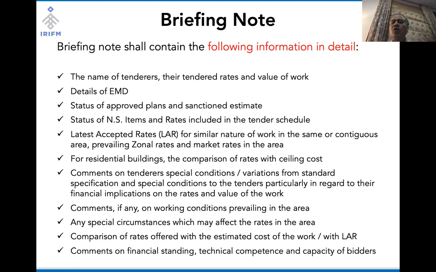And last but not the least, one of the most important aspects of the briefing note is to comment on the eligibility criteria mentioned in the tender, and these could be in terms of technical competence, capacity of the bidder to execute work, their financial standing, etc. So the gist of the briefing note is that it has to help the tender committee. It is a note supplied to the tender committee, which will help them in coming to the right decisions.